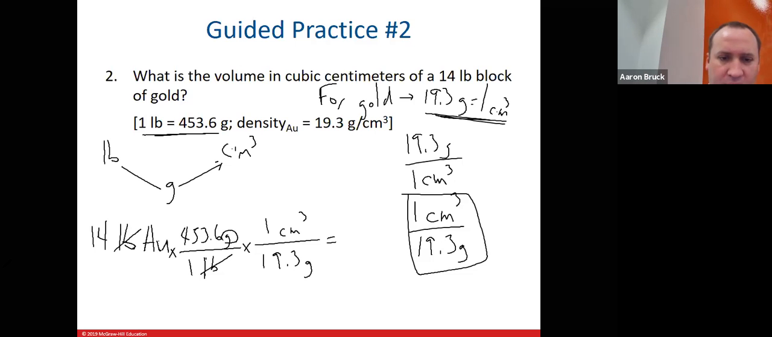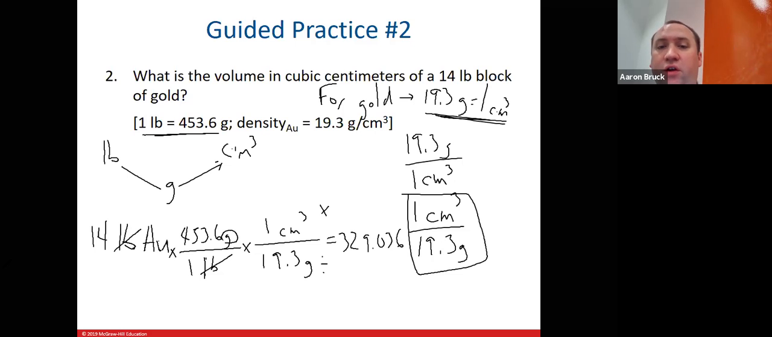Again, multiply by everything in the numerator, divide by everything in the denominator. 14 multiplied by 453.6 divided by 19.3. My calculator jumbles out 329.036.